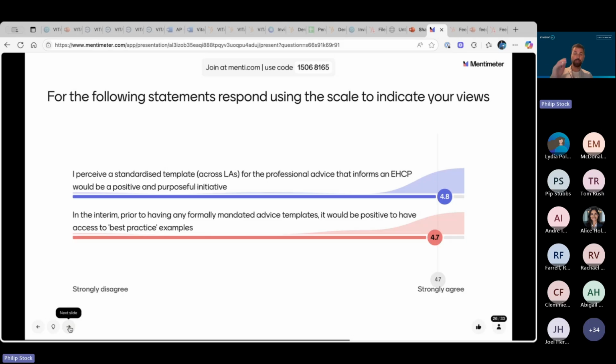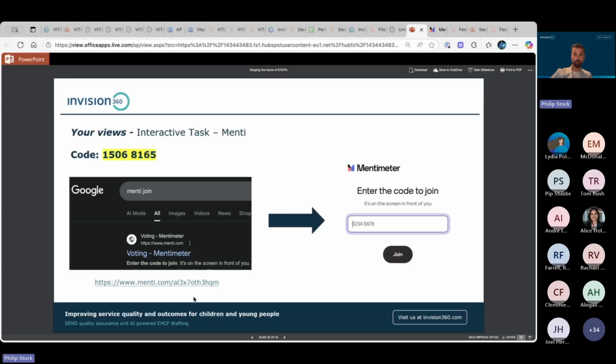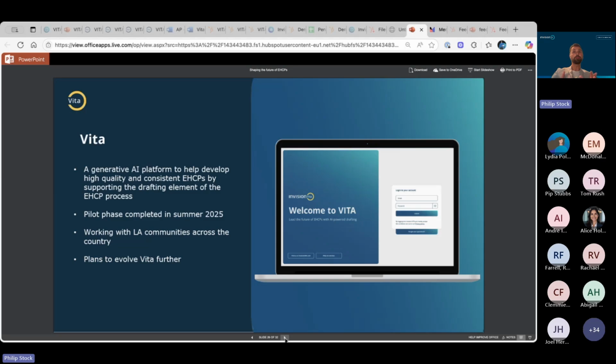Fantastic. Okay, I'm conscious of time, so I'm going to stop here and come back to my slides. I'm going to go through these. So we talked about Vita briefly, and I'm not going to spend a long time on it. This isn't what today's about. It's about sharing knowledge, but it's important that we create awareness of what's out there, because Vita isn't the only generative AI tool that's out there to support higher quality EHCPs.